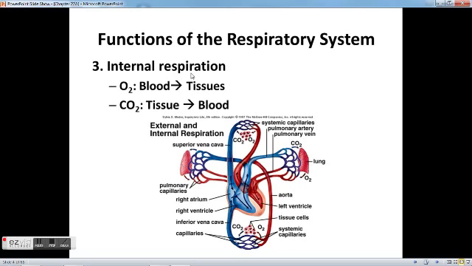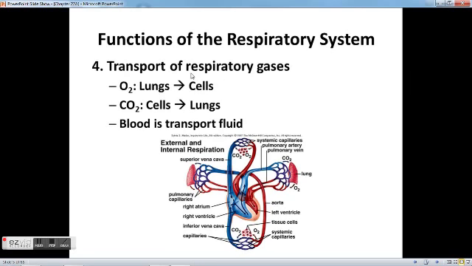Now, internal respiration is what happens between the blood and the tissues. So this oxygen that is now in our blood attached to our hemoglobin will diffuse into the tissues that need it. And CO2 that is in our tissues, again, that has been formed as waste, will diffuse out of the tissues into the blood. And again, that will eventually make its way back to the lungs, and it will eventually get breathed out. Now, what goes in between those is obviously the transportation of these respiratory gases.